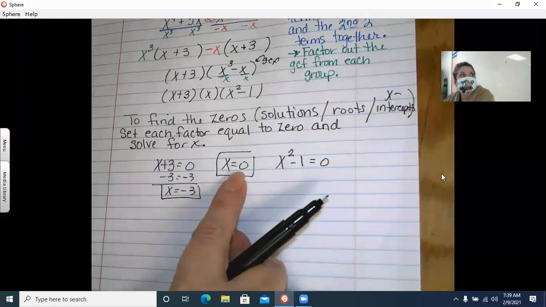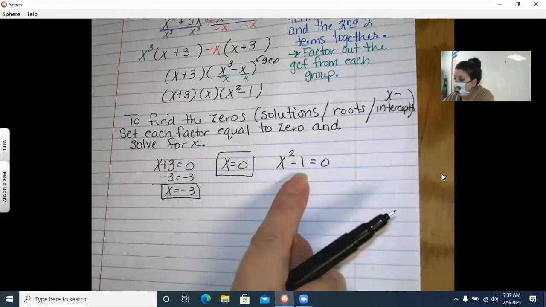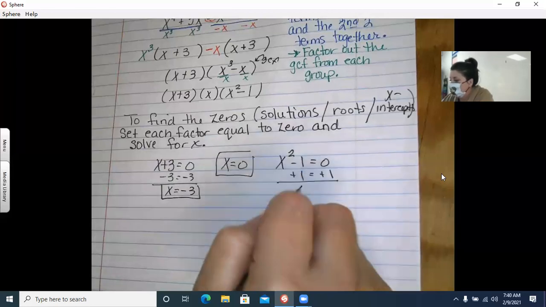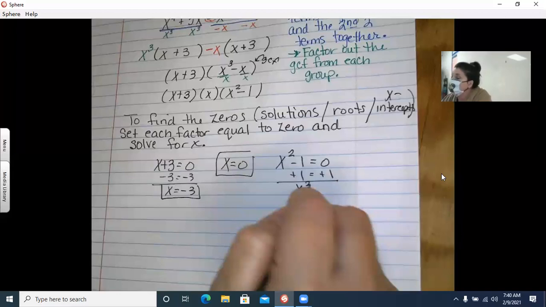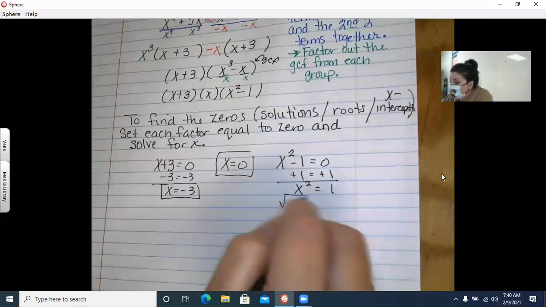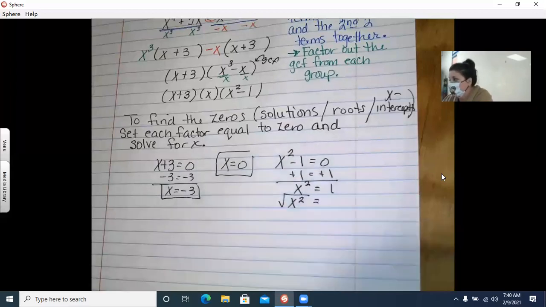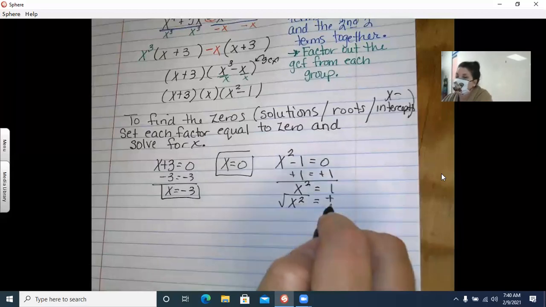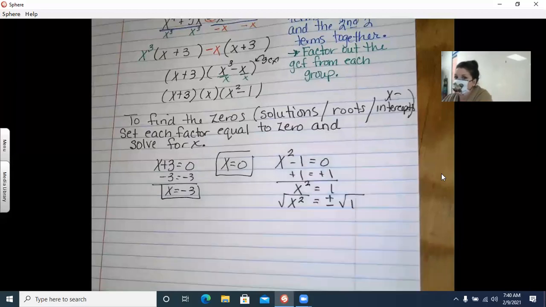Okay, for x squared minus 1 equals 0, what are we going to do? Add 1 to both sides. So x squared equals 1. Have we solved for x? No, we've solved for x squared. What would we do at this point? Square root. We're going to take the square root of x squared. And remember, when your root is even, you can take the positive and the negative root of the side that does not have a variable. That's how we're going to get 2 solutions.